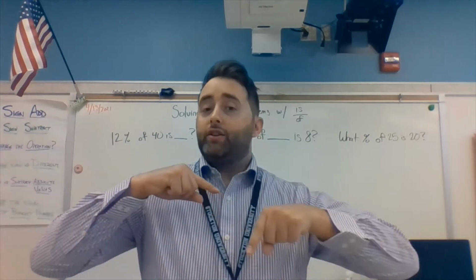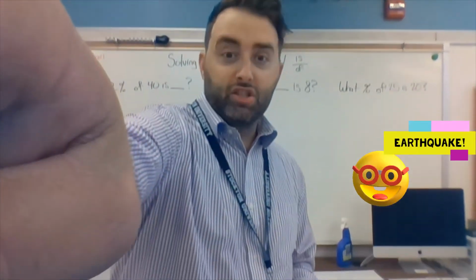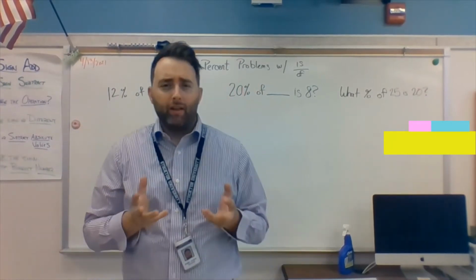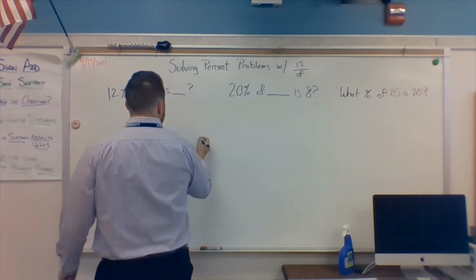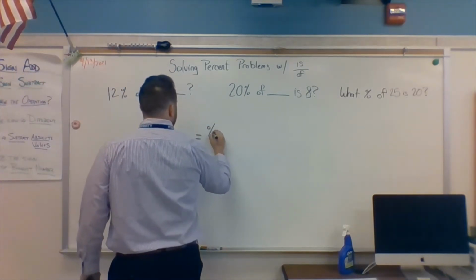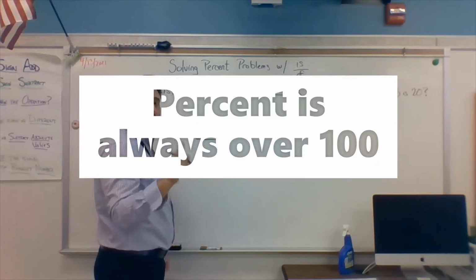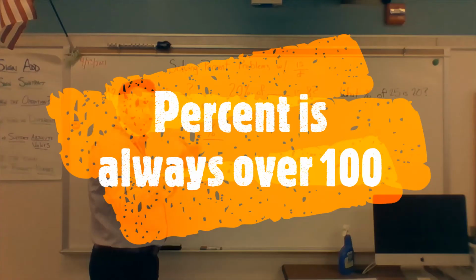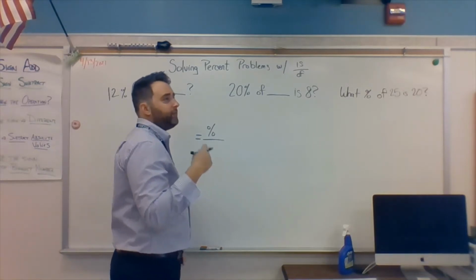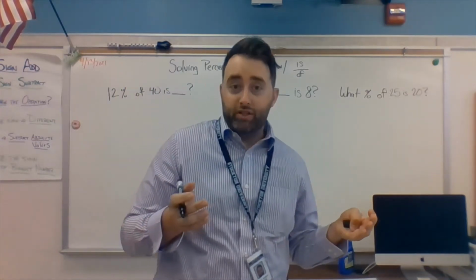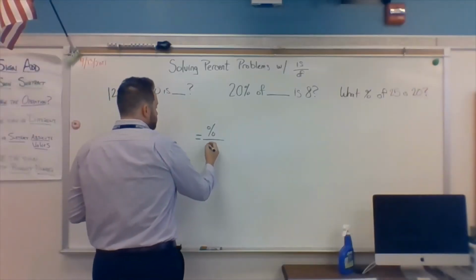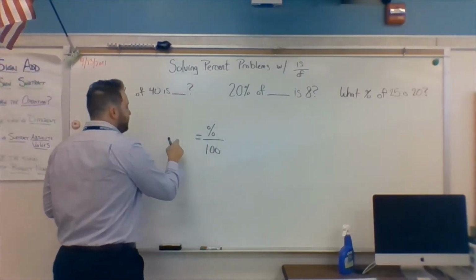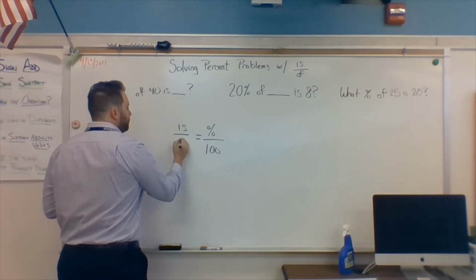Okay, I don't want to call it a formula so much. There's not so much a formula as there is, I guess it is kind of a formula, yeah. So here's our formula. It is percent over 100, because percent is always over 100. Even if it is 312%, it's still always over 100. So it's percent over 100 is equal to is over of.